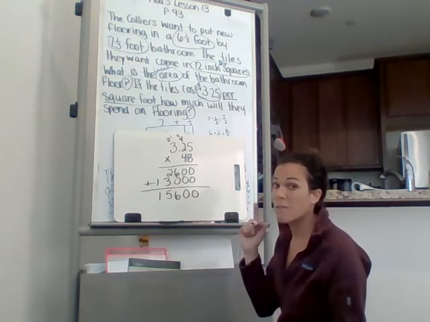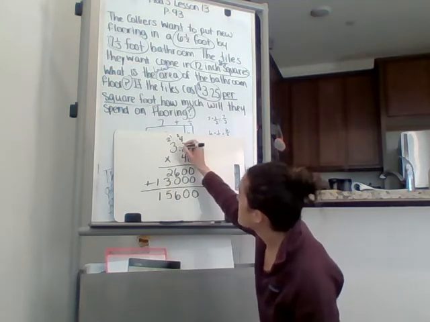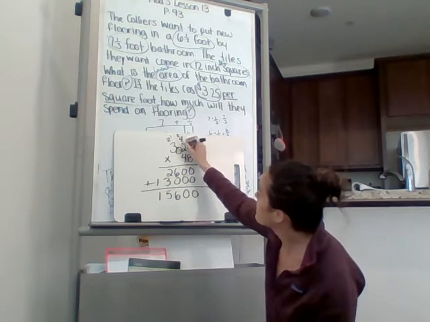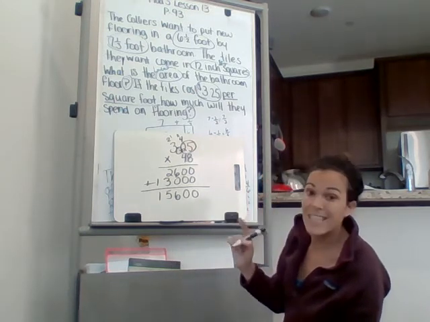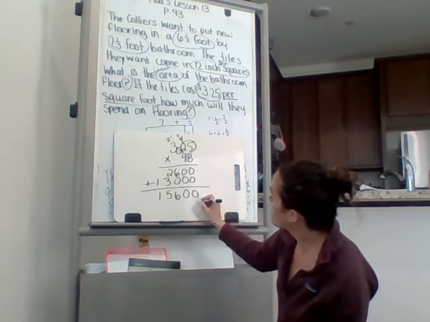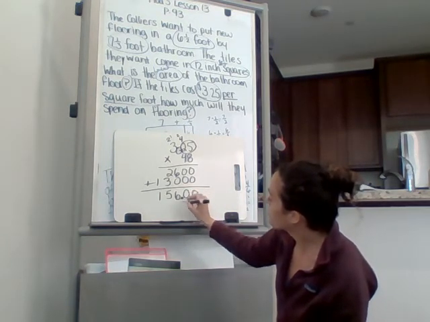And now the big part we can't forget is our decimal point. How many numbers were to the right of our decimal point? 2. So there still need to be 2 numbers to the right of the decimal point. So 1, 2.